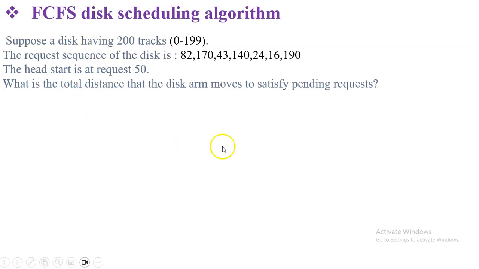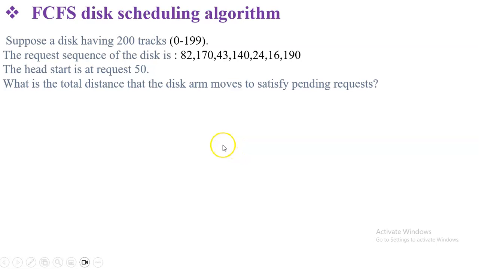Such a question would be asked in an exam, wherein suppose a disk has 200 tracks, that means starting from 0 to 199. A request sequence of the disk is given, that means a particular process or maybe a transaction wants to access these particular tracks of the hard disk, that is 82, 170, 43 and so on. The head of that disk is at track number 50 and we have to calculate the total distance that the disk arm moves to satisfy pending requests.